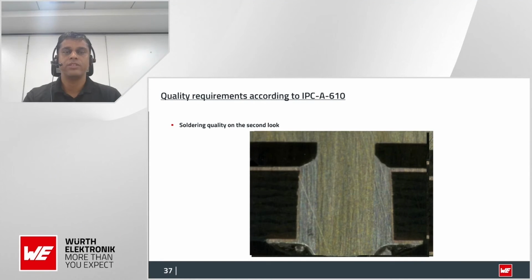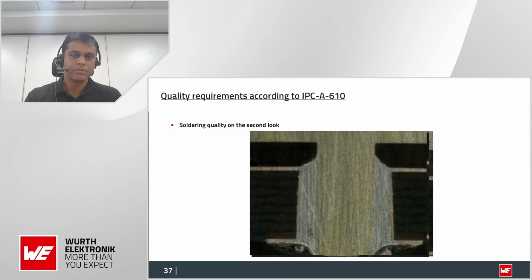So if you look at this one, this is a perfect solder paste job. This is how the quality has been met. It has met the IPC A610. The vias and PTH holes are properly filled, and the assembly is done properly. So quality wise, it looks perfect.